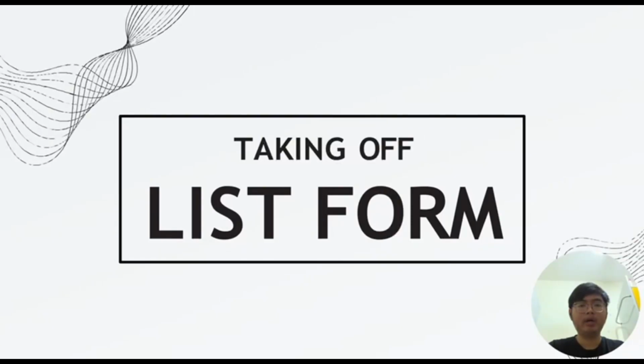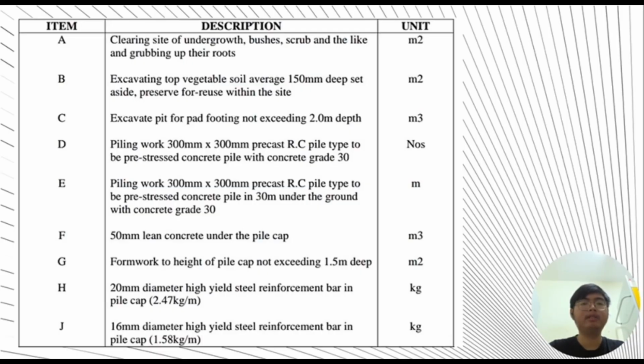Next is taking off list form. List form is started with item A, which is clearing site of undergrowth, bushes, scrub and the like, and grubbing up their roots. Next we proceed with item B, which is excavating top vegetable soil average of 150 millimeter deep, set aside, preserve for reuse within the site.